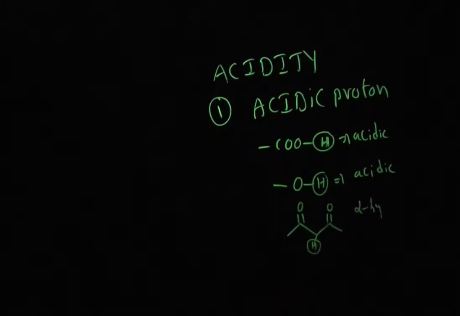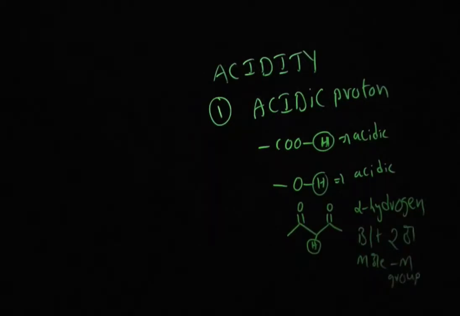Alpha hydrogen between two or more minus M groups is acidic. The first acidic proton will be the hydrogen of COOH, and the hydrogen of OH is the second acidic one. The third will be the alpha hydrogen. See, this carbon is called the alpha carbon, and the hydrogen on the alpha carbon is called alpha hydrogen. The alpha hydrogen between two or more minus M groups is acidic.